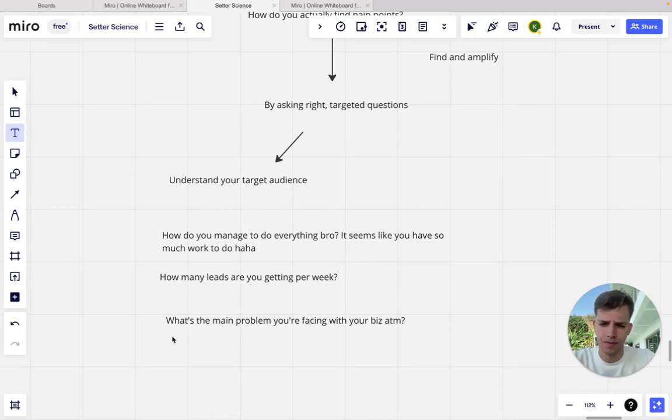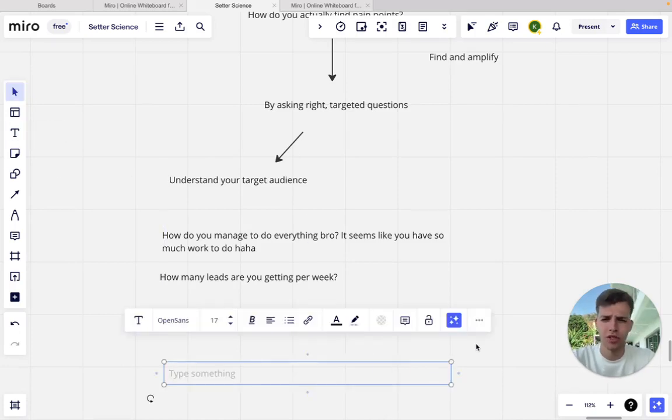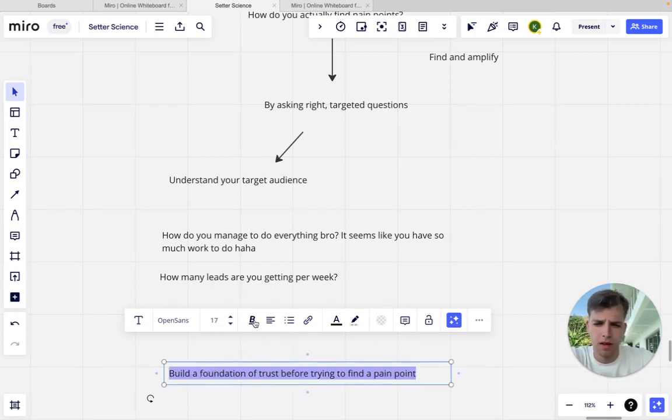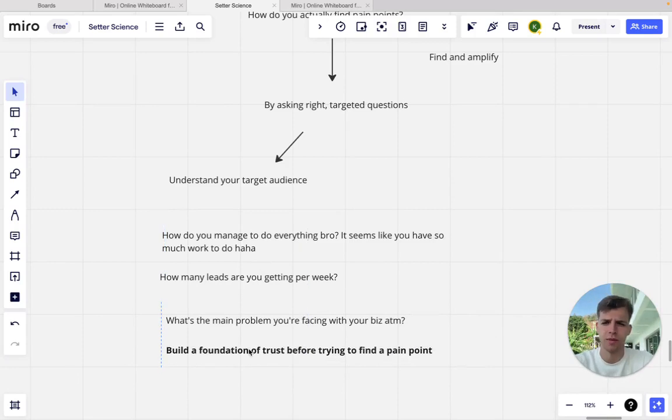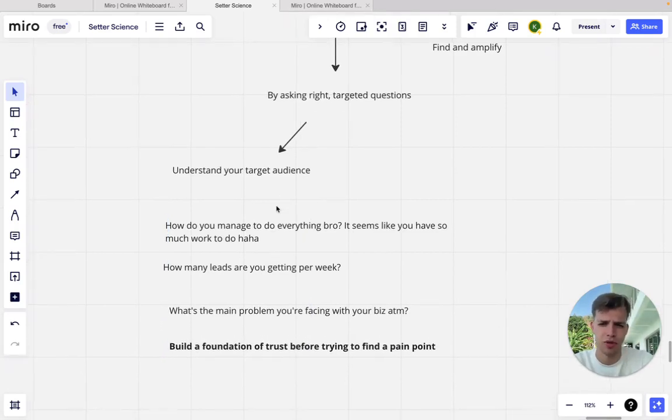We need to avoid facing so many objections and trust issues. So in order to do that, you always need to build a foundation of trust first before trying to find a pain point. This one is a very, very important thing. So this is an extremely important part of this whole video. You need to build a foundation of trust before trying to actually find pain points. If you have already established trust, they are going to be more likely to share some of these sticky, little more personal things and problems with you.